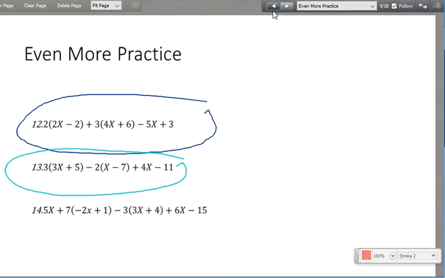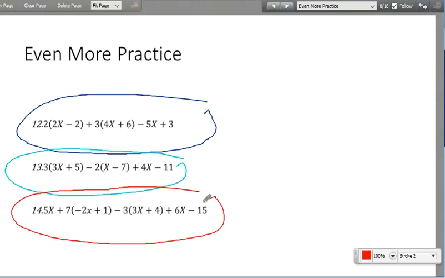And then please, please, please use your calculators. I want you to use your calculators for this class. Please use your calculators to do your positive and negative number operations. Okay, number 14. We're going to do this last one together, and then you guys will be ready for your quiz.